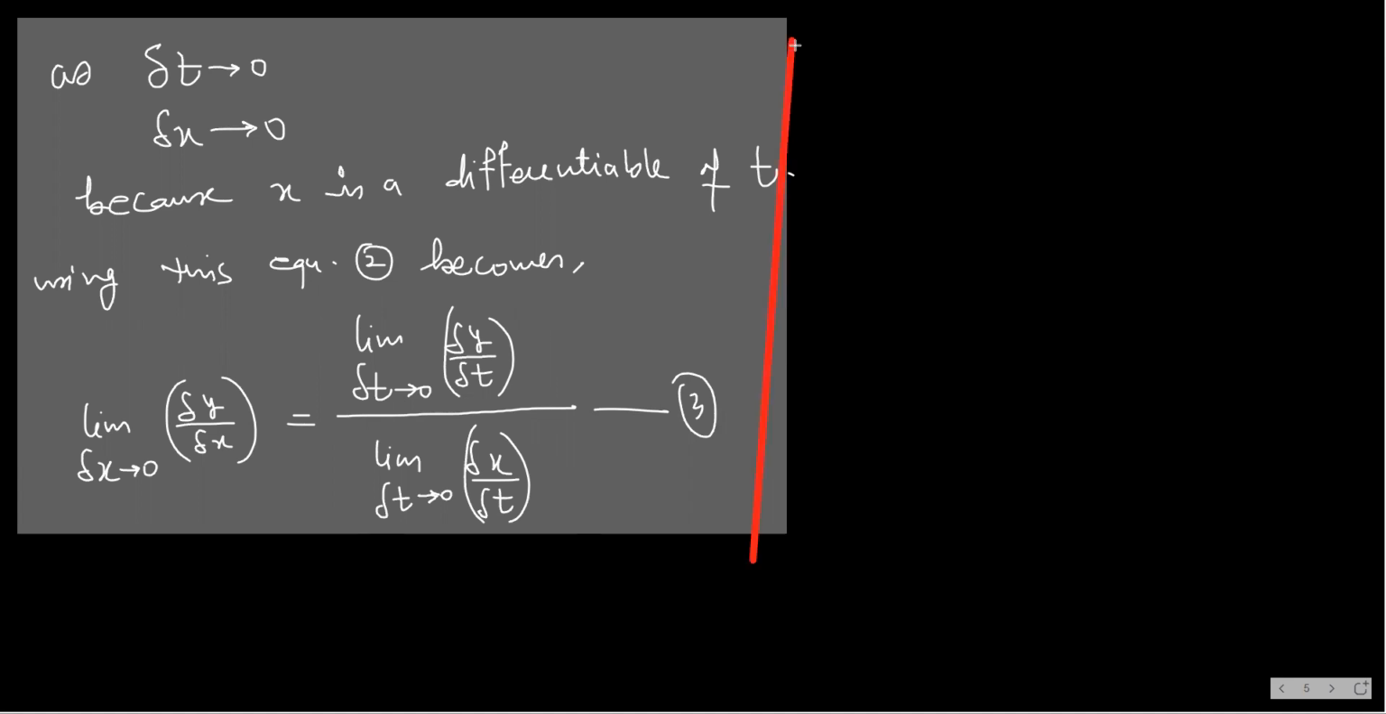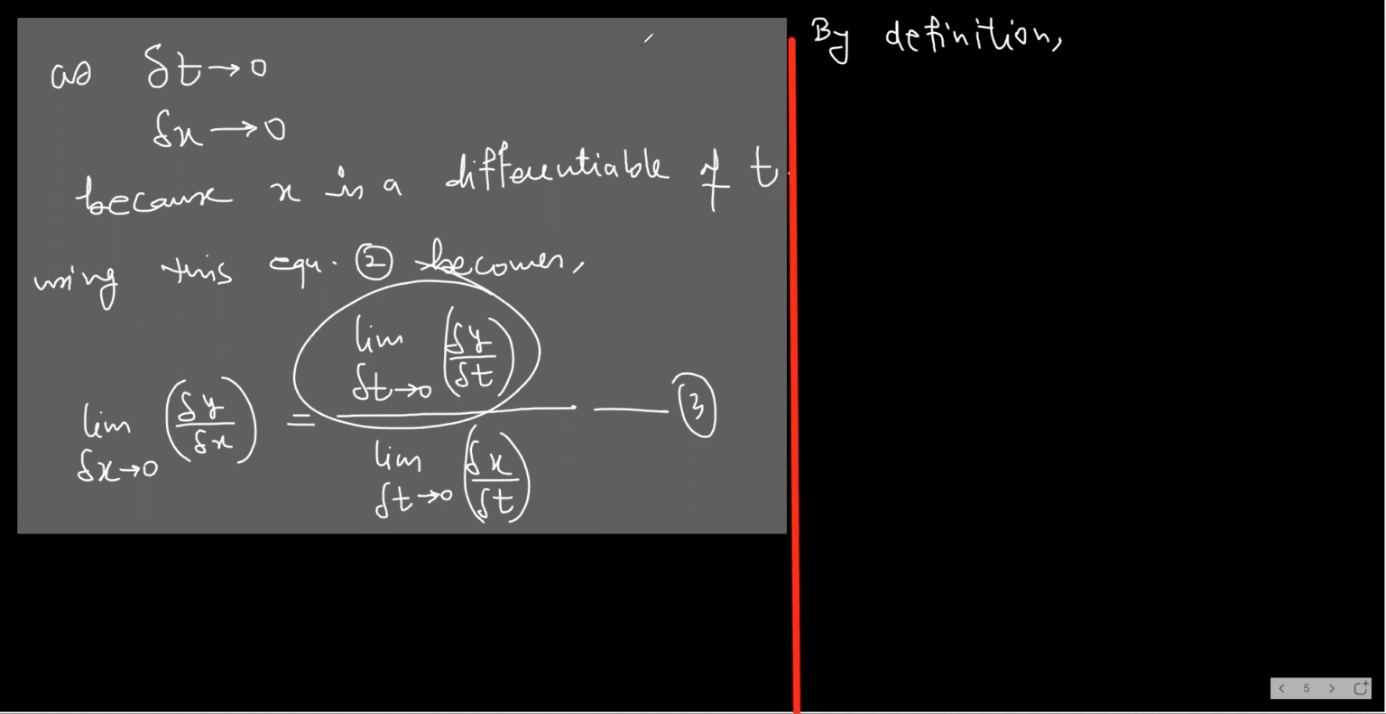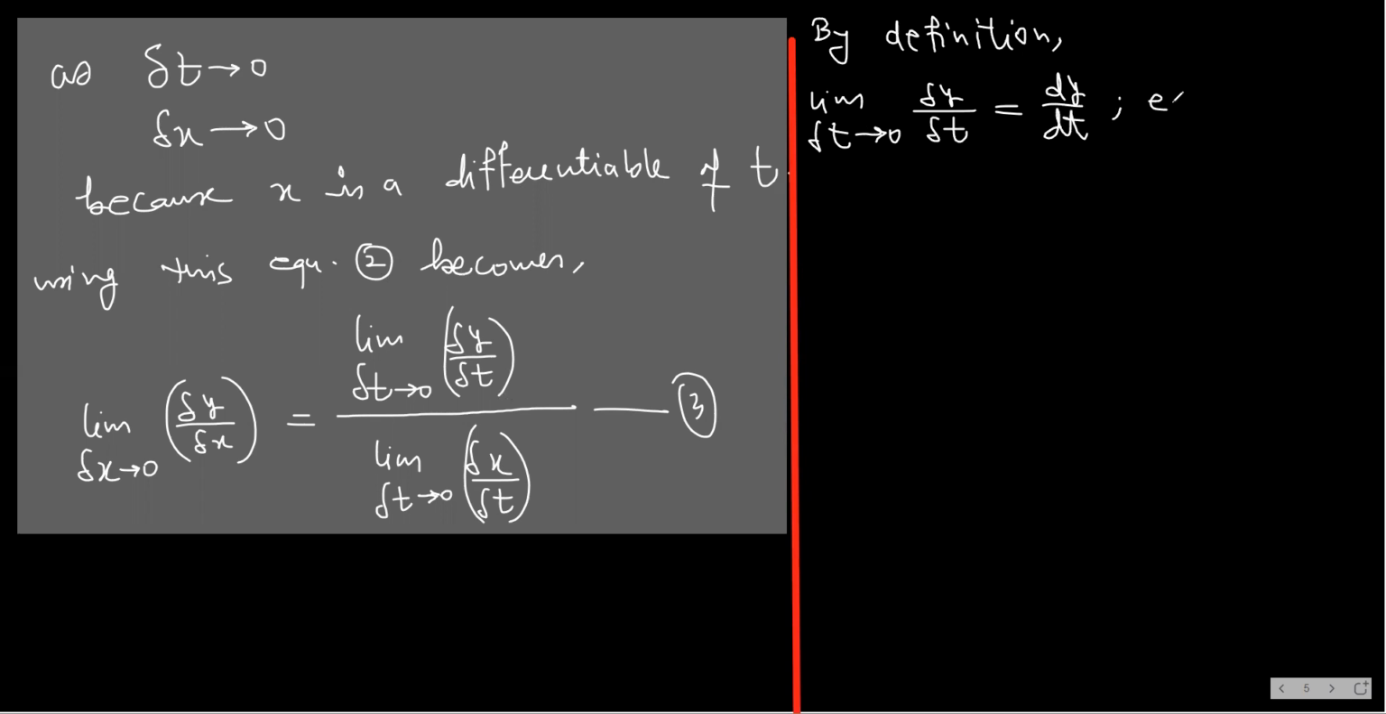Okay, so here now we will start with the definition. See, the next step I write by definition. I write here by definition. See, this thing, limit delta t tends to 0, delta y by delta t is equal to dy by dt. And what I'll write here: exist and finite.